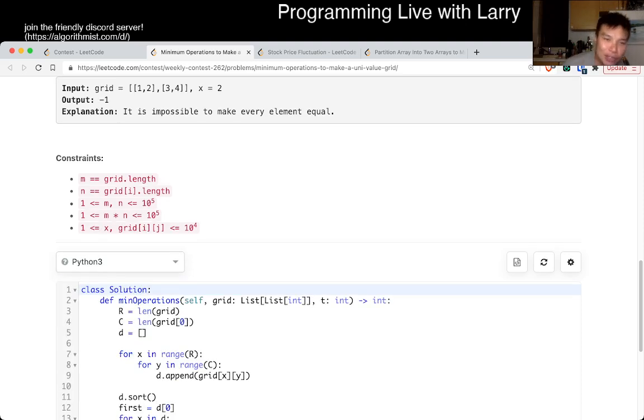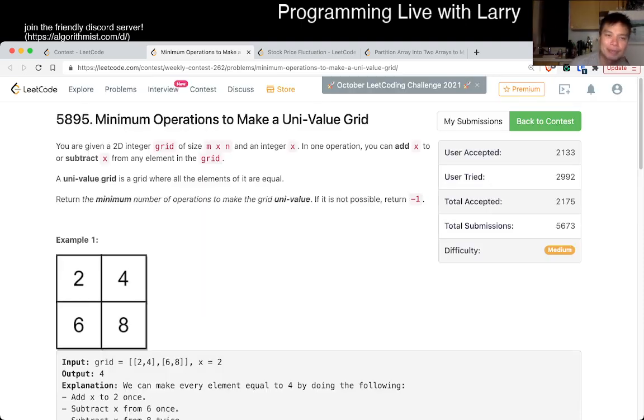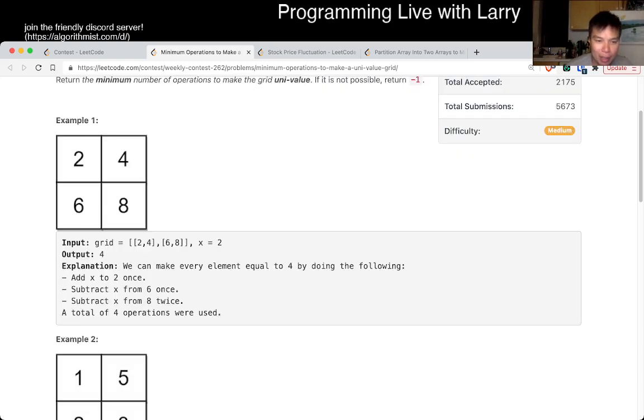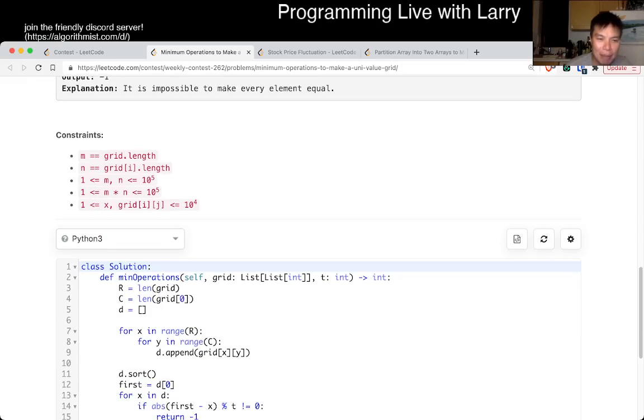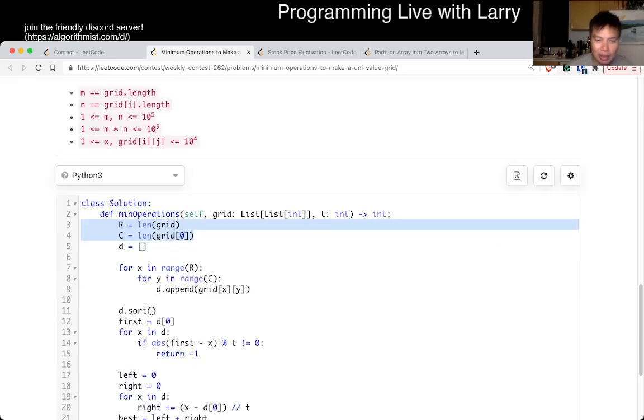But the first thing to note is that even though this is a grid, there's nothing about this problem that's a grid. There are no relations where the position on the grid matters. So what I did is I put these things in a list and then sort it, because why not?